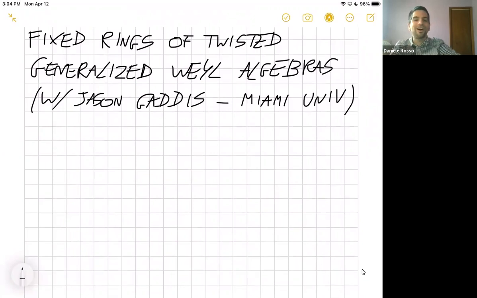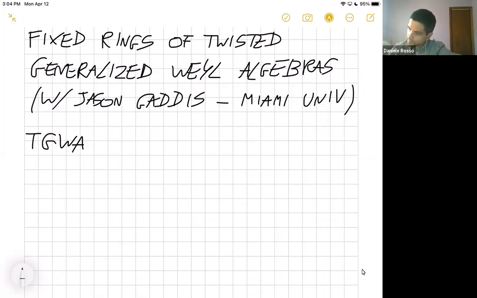Okay, so let me start by telling you what the twisted generalized Weyl algebras are that are in my title. I'm going to abbreviate those to TGWA. This is a family of algebras that includes a lot of different kinds of algebras that are interesting for ring theory and representation theory. To define them, we need certain parameters.